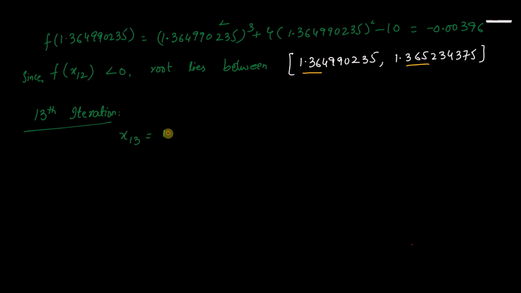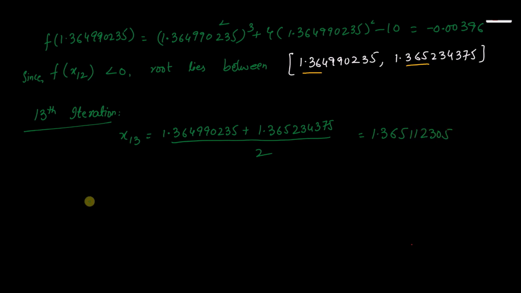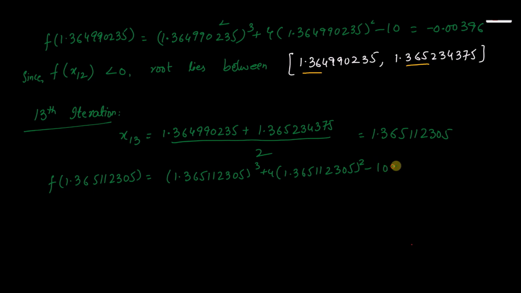So x13 is equal to 1.364990235 plus 1.365234375 divided by 2, and we will get 1.365112305. So we substitute back into the function in order to examine the sign. So we have 1.365112305 raised to cube plus 4 times 1.365112305 raised to square minus 10. When we simplify it, we get negative 0.00194. So the value is negative, since f of x13 is less than 0.